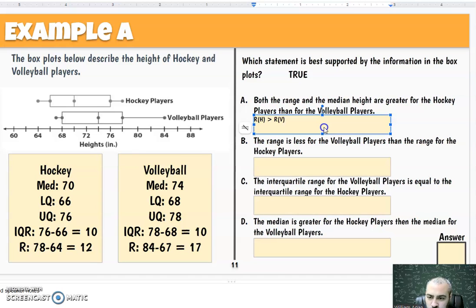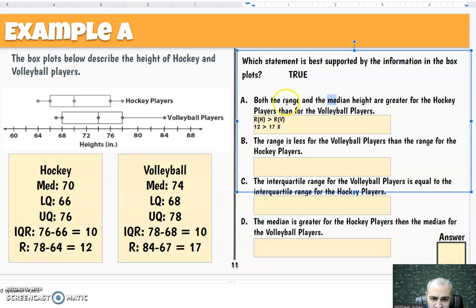What is the range for the hockey players? It was 12. They're saying that is greater than the range for the volleyball players, which is 17. Okay, so is 12 greater than 17? No, it is not. This is a false statement. And you know what? I don't even have to go to the median. It's already false, and I'm looking for a true. So this one cannot be my answer. I don't even have to go on to that.